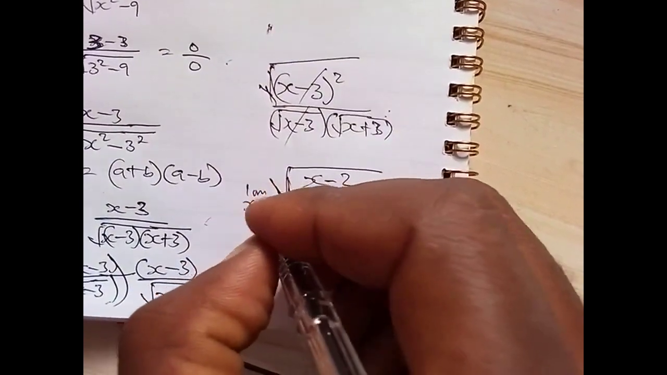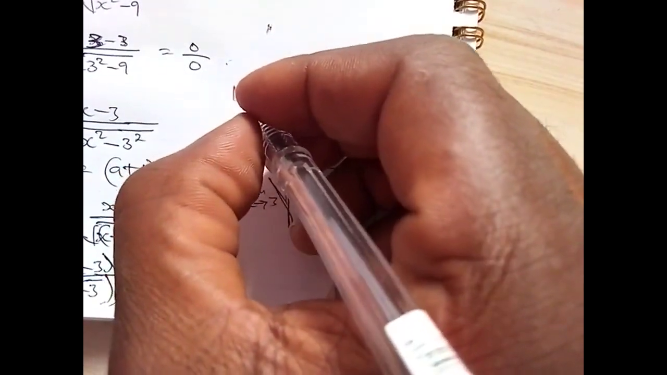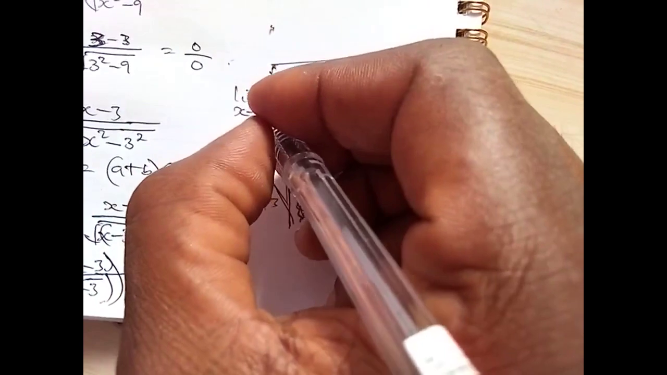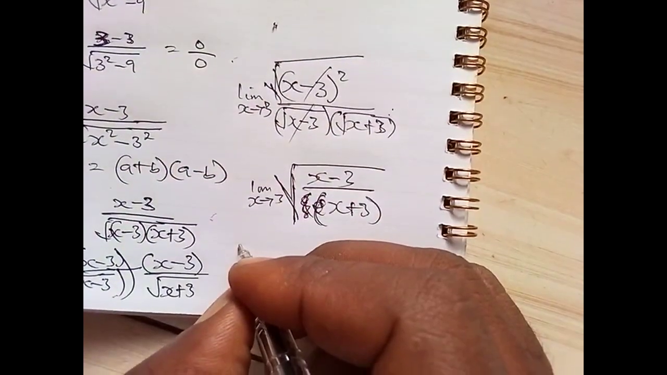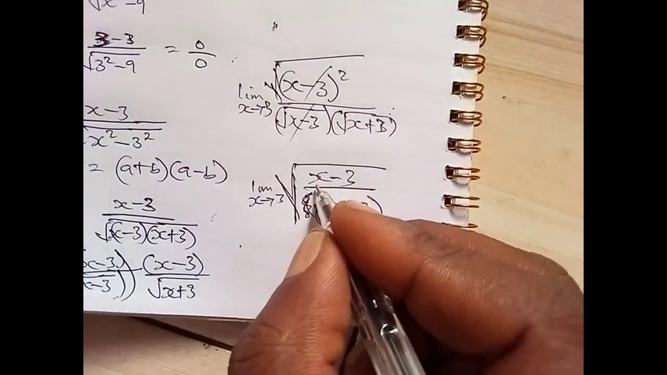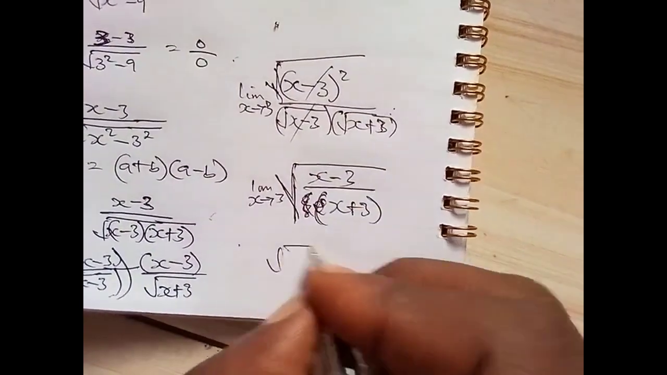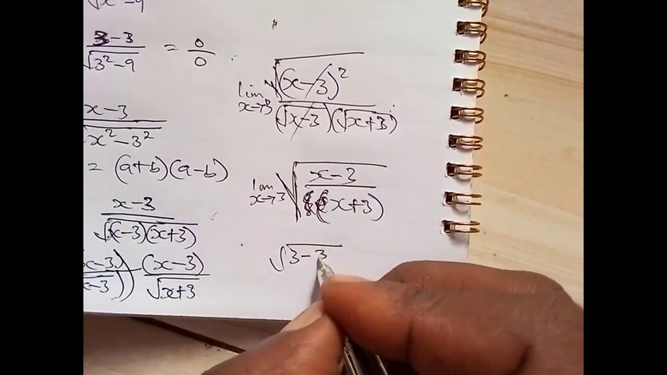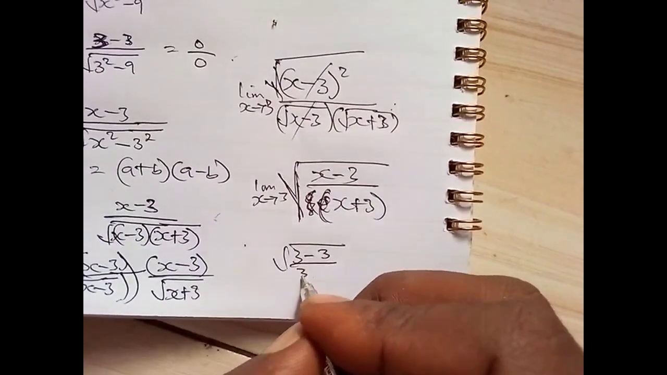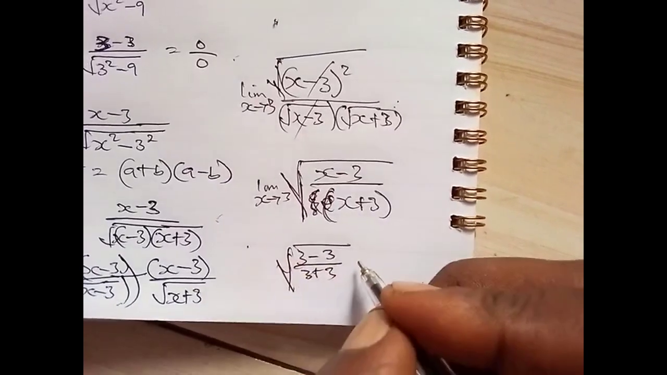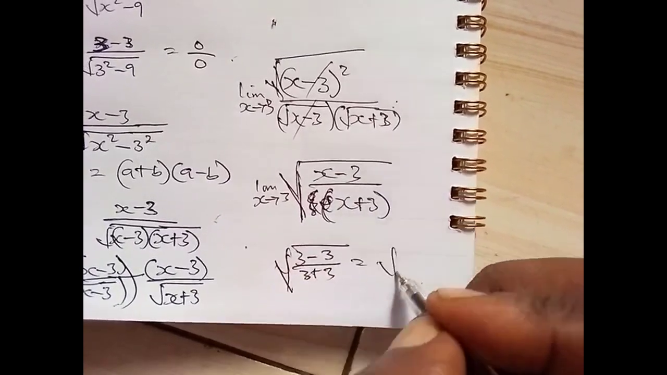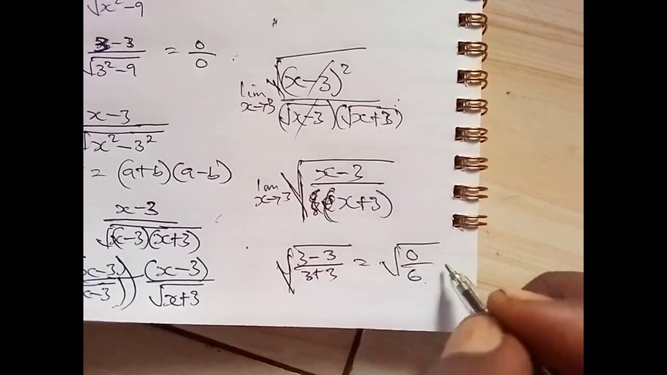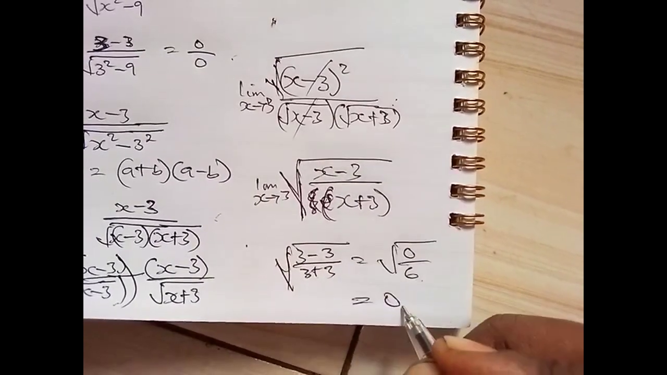Limit as x tends to 3. So now we can substitute the values and say square root of 3 minus 3 over 3 plus 3, which will give us square root of 0 over 6. The answer is 0.